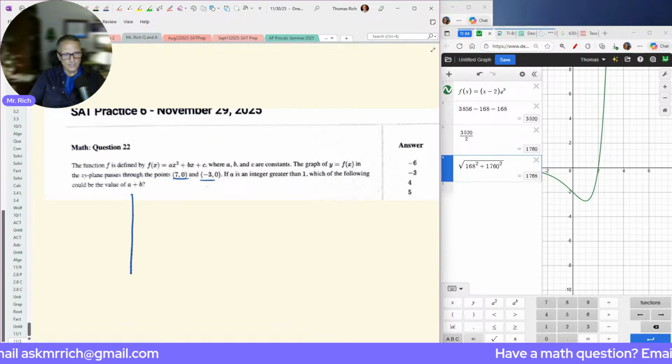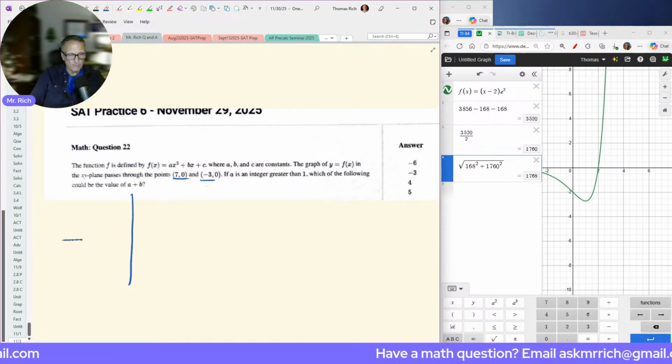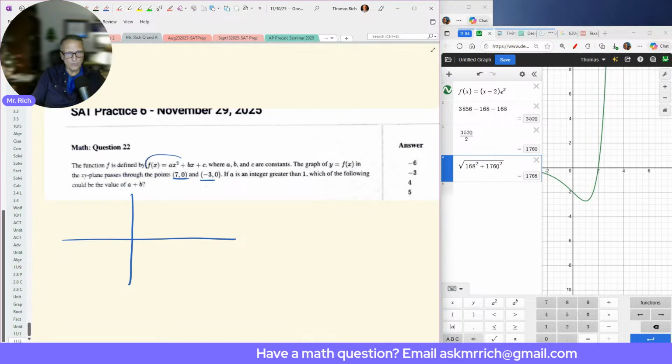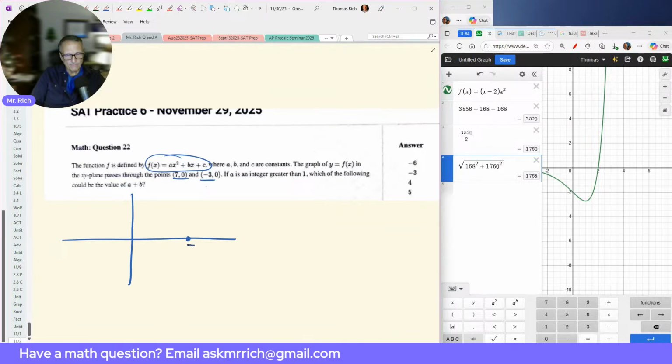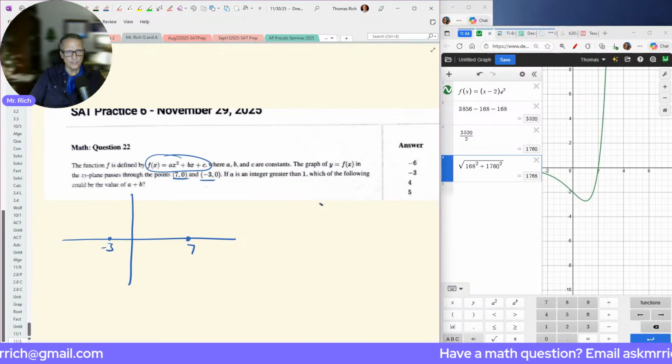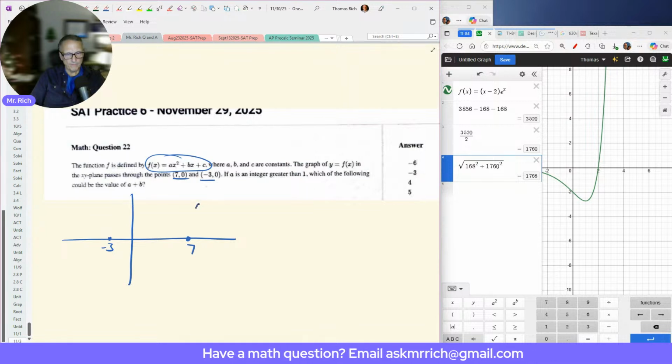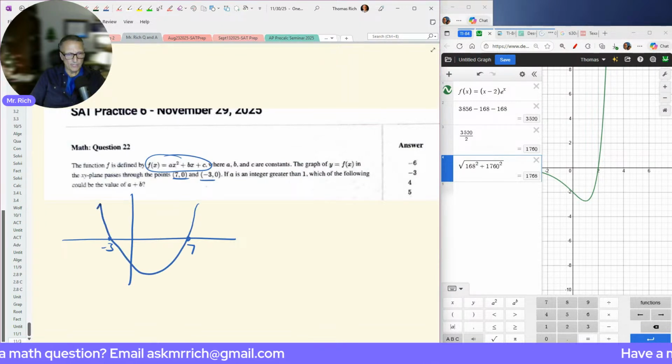Well, this is a challenging quadratic problem. So the first thing that you recognize is this equation is a quadratic, and they told me that 7 and -3 are the x-intercepts. And they did tell me that a is greater than 1, so it will definitely be a parabola that opens up. So it's something that looks like this.